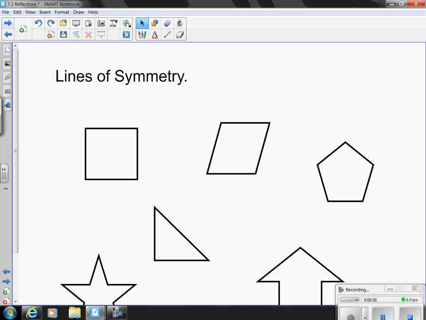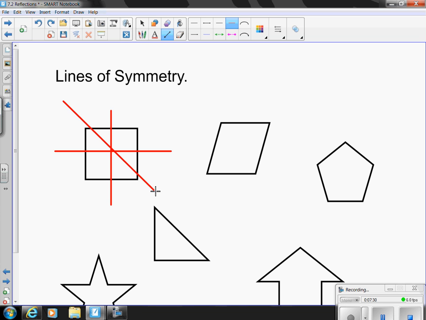A couple other things in this section: lines of symmetry. Let me get my line maker out. A line of symmetry, sometimes people call them folds, is where I can fold this shape and a corner would map onto itself. So here would be one line of symmetry in the square. There would be another line of symmetry where I could fold this side over to that side. Since this is a square, I could fold right along this diagonal or this other diagonal.